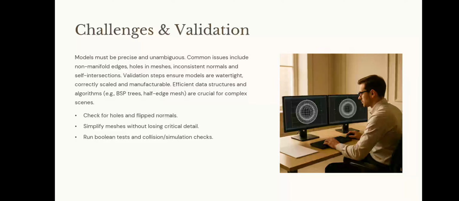Efficient data structures and algorithms, for example BSP trees and edge meshes, are crucial for complex scenes. Check for holes and flipped normals, and simplify meshes without losing critical detail. Run Boolean tests, and collision and simulation checks.